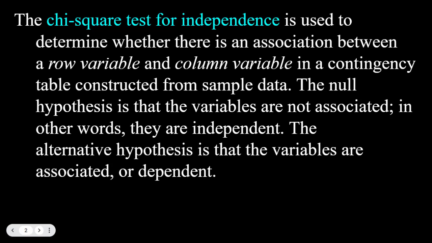The null hypothesis in these types of tests is always that the variables are not associated. In other words, they are independent. And so that will be our null hypothesis every time. The alternative hypothesis each time will be that the variables are associated or they are dependent. So that's going to make this pretty easy for us to identify the null hypothesis and the alternative hypothesis.